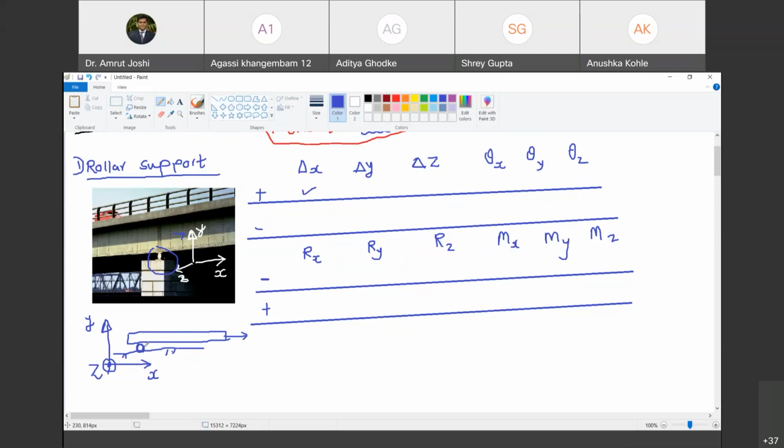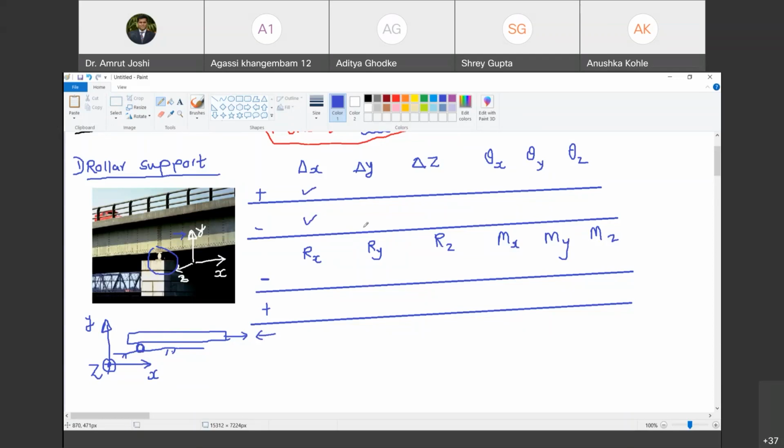Happy? Yes, sir. Okay. If I try to push this, so is that possible? Is it possible to move this notebook towards left freely at this support? Yes. So therefore, even negative delta x is freely possible. Do you agree with me? Yes, sir. Okay. Now, what can you say about delta y?